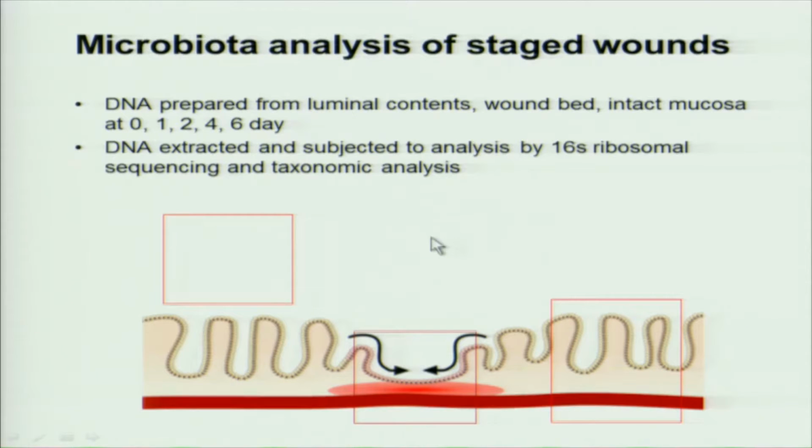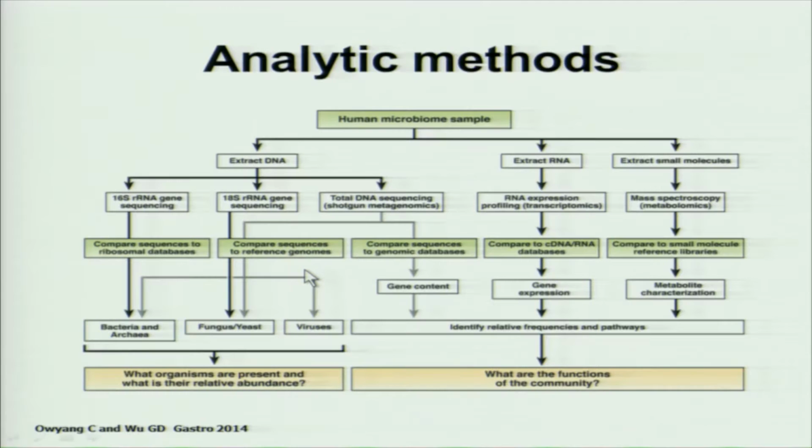We got a mouse, inflicted these biopsy wounds, and prepared DNA after sacrificing the mice and dissecting out the wound beds. Prepared DNA from luminal contents, the wound bed, and intact mucosa at days 0, 1, 2, 4, and 6. So here's the schematic. This section here was taken, the adjacent control, and then the luminal control. Colleen is going to talk extensively about microbiota analysis. So I'm going to go through this flow chart, which came from a relatively recent review, which I think is very instructive. It talks about what we mean when we analyze microbiota.